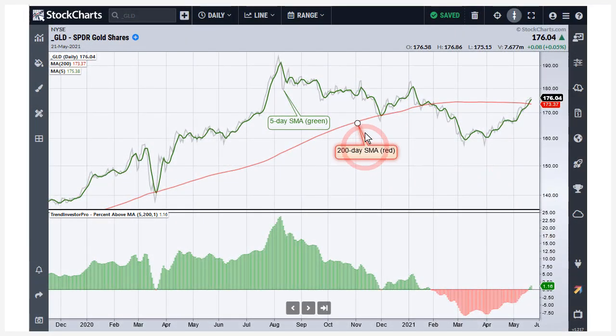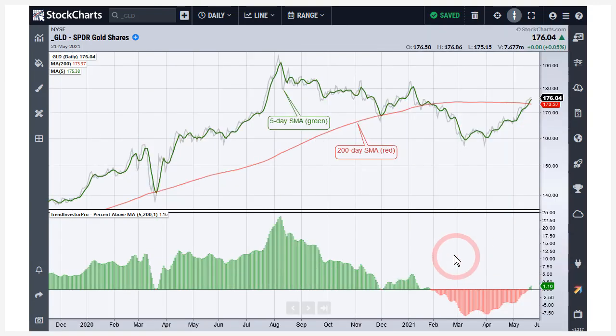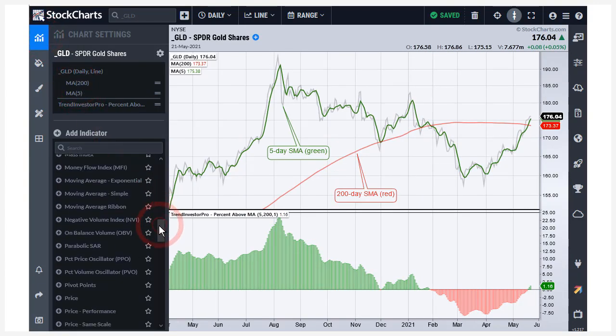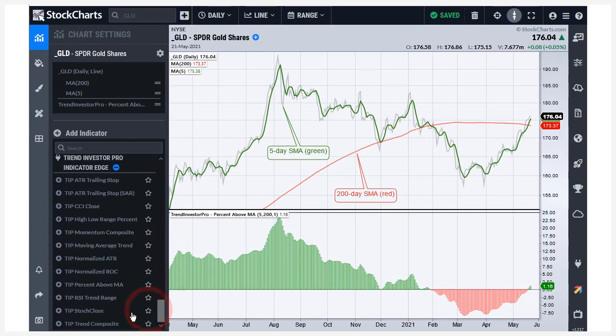So as noted, this indicator here, the percentage above the moving average, is available as a plugin, the Trend Investor Pro Indicator Edge plugin. And if you click over to the upper left, there's where you can access the indicators down there at the bottom if you have the plugin. And there are a lot of indicators there that will help you with your trading, trend identification, and signals.